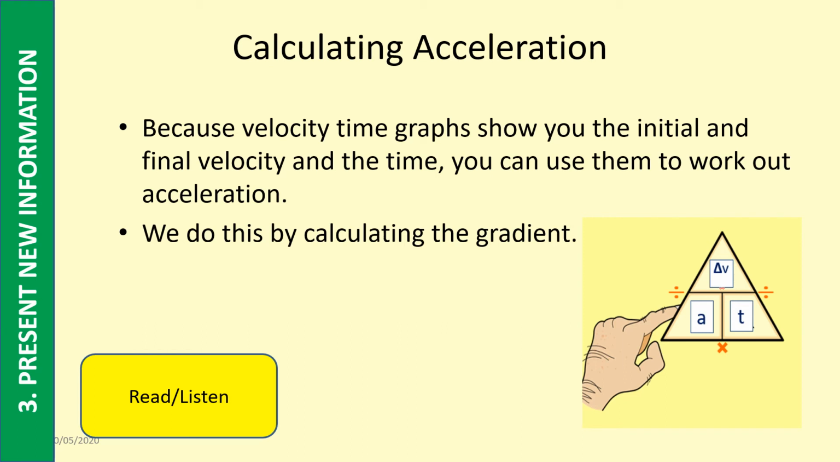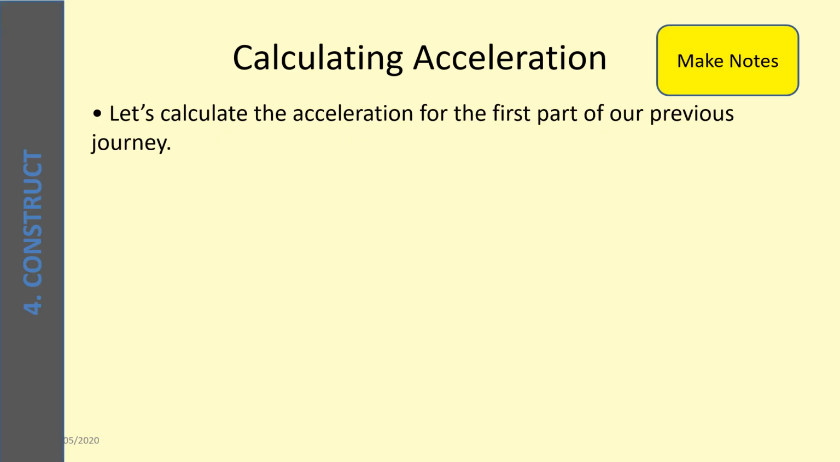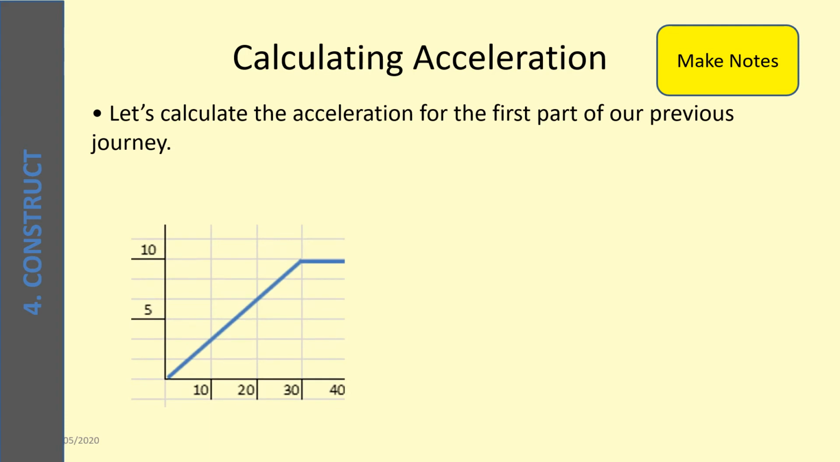All you have to do is work out the gradient or the slope of the part of the journey that you're interested in. So let's return to our journey, the one that we've drawn the graph for, and let's see if we can calculate the acceleration for the first part of the journey. So I've reproduced that first bit of the graph here for you. And it's this slope that we want to work the gradient of, because that will tell us the acceleration for that part of the journey.